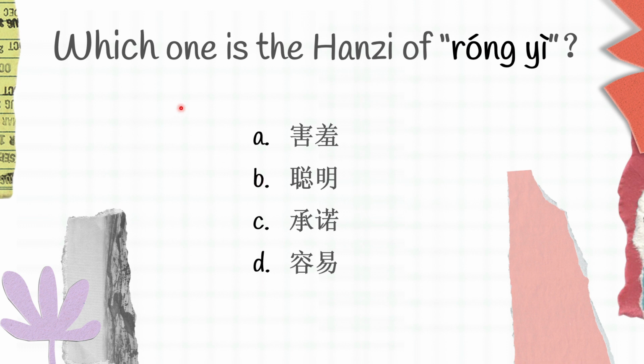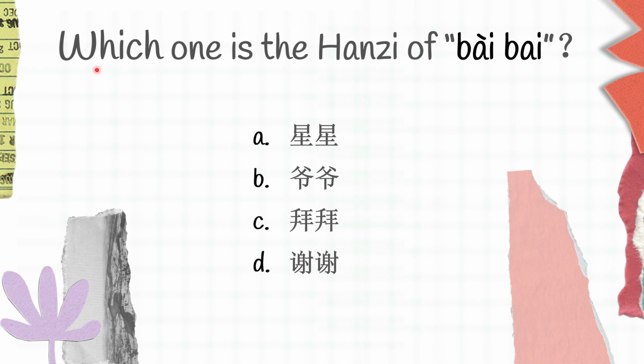The next one, which one is the hanzi of 容易? I will give you time to think first. A is 害羞 B 忠明 C 承诺 D 容易 and 容易 is D.